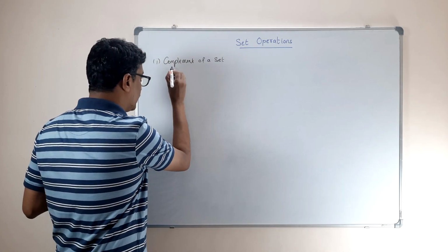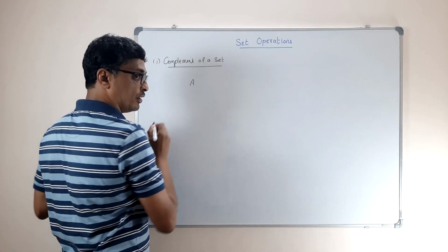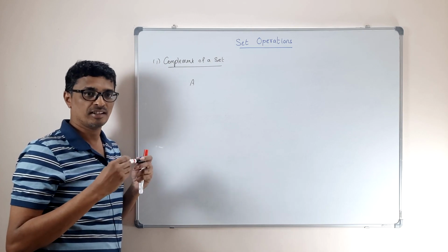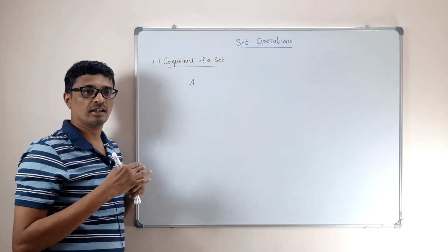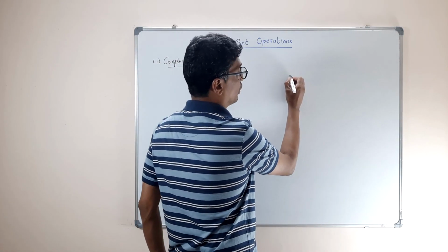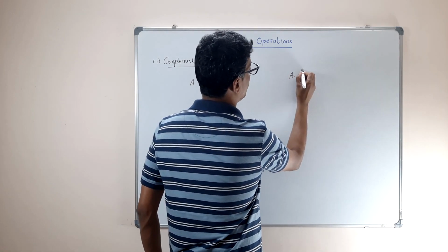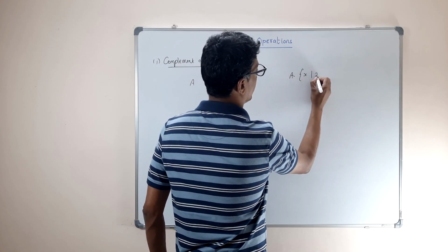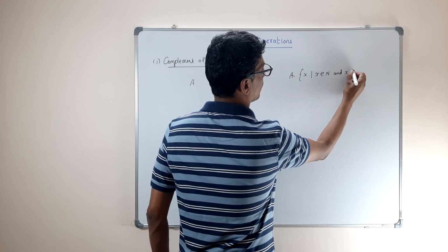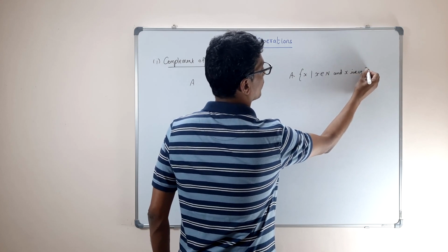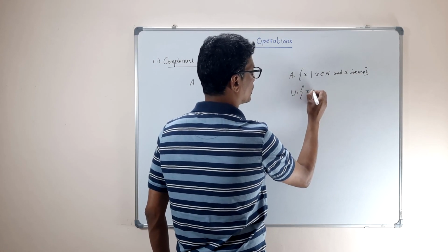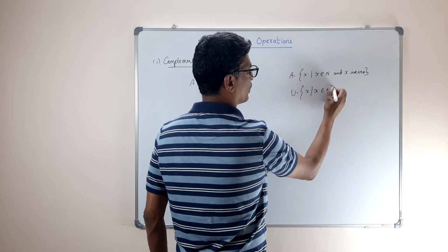You are given a set A. When you define a set, you also have to define a universal set. For example, if you want to define a set A as the set of even natural numbers, then what do you write? A is equal to {x such that x is an element of natural numbers and x is even}. Here, what should be the universal set? Natural numbers.